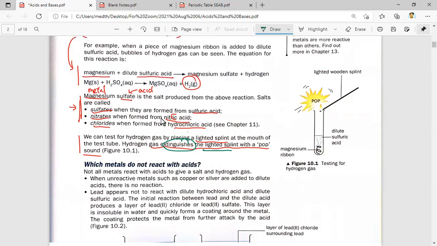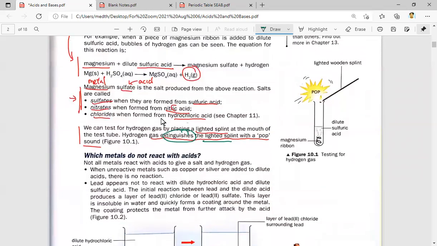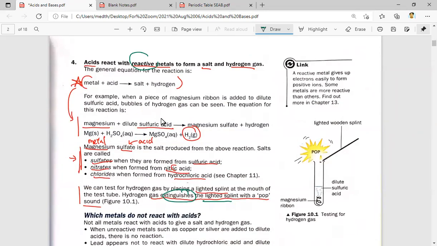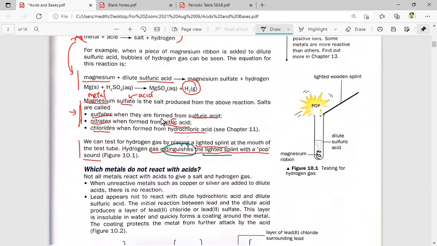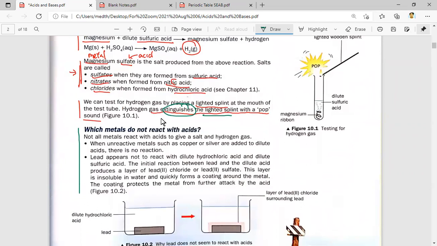Right? Now, I want you to take note that the word used here is acids react with reactive metals. So is it possible that some metals are unreactive? The answer is yes. That's why there's this segment over here. It mentions that not all metals react with acid to give you salt and hydrogen. So what are some of the unreactive metals? Copper and silver. They are the ones that do not react with your acids.